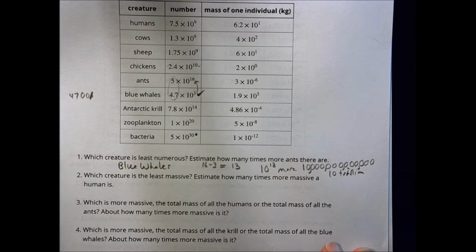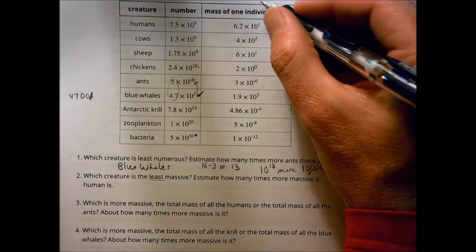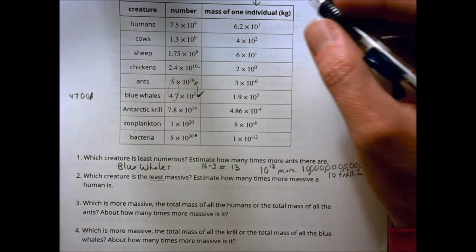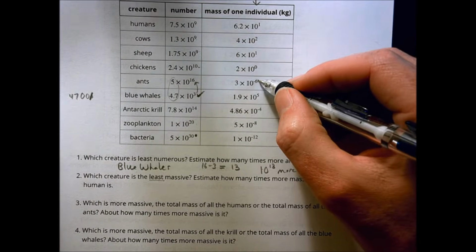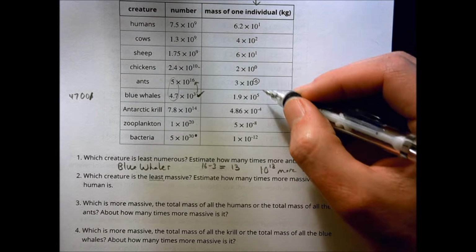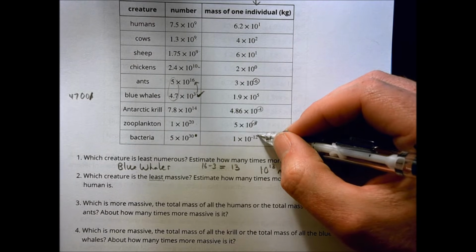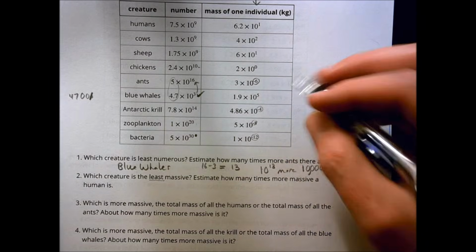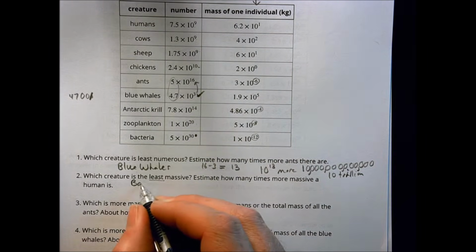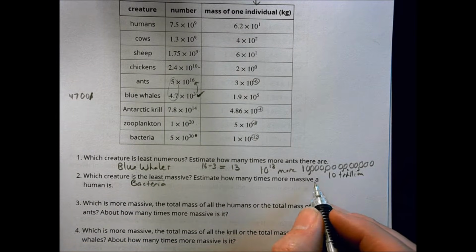Alright, which creature is the least massive? So mass is here, so looking for the smallest mass here. Okay, so we're going to probably investigate the negative exponents, -6, -4, -8, and the -12th power. So our least one here is going to be our bacteria.